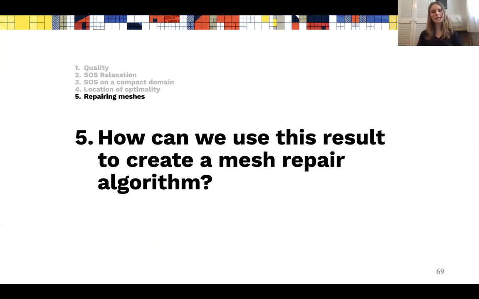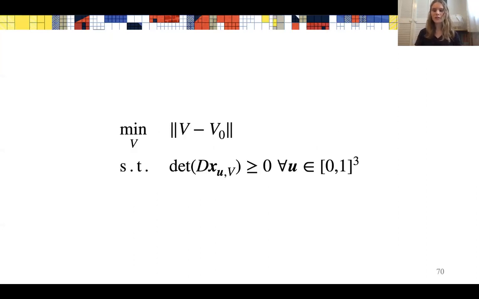At the beginning of this talk, I mentioned that it would be useful to be able to create an algorithm to repair meshes with invalid hexes. Now that we have the ability to find the argmin of the Jacobian determinant, we can use this to find such an algorithm. So a good first step would be to find an algorithm to repair a single hex element.